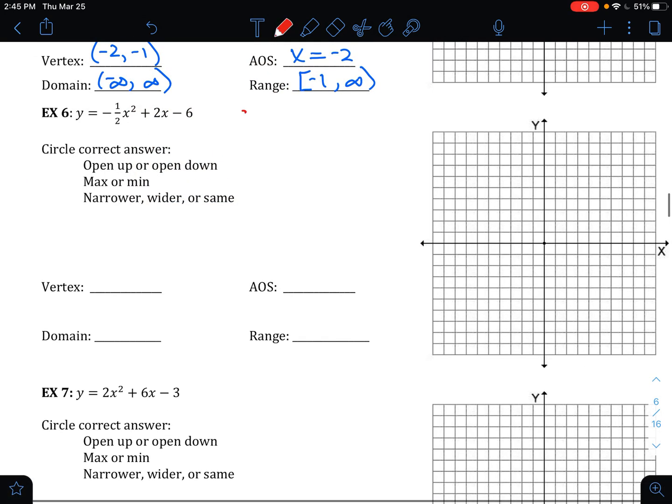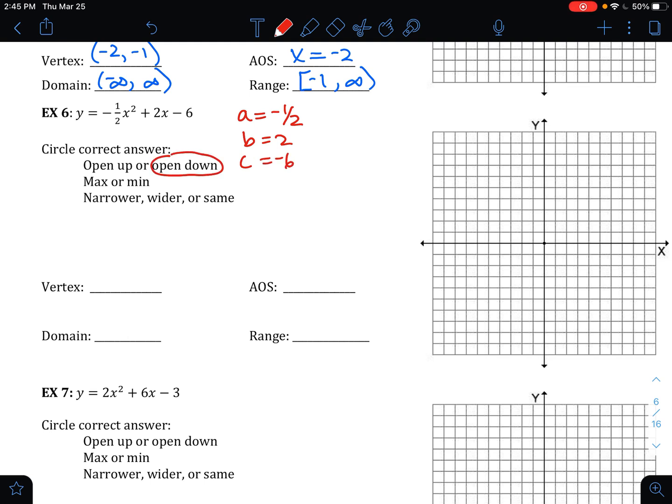All right, let's do a = -1/2, b = 2, c = -6. Okay, negative means it's opening down. So if it opens down, that's a maximum. The vertex will be at the top. With -1/2, it's going to be wider.